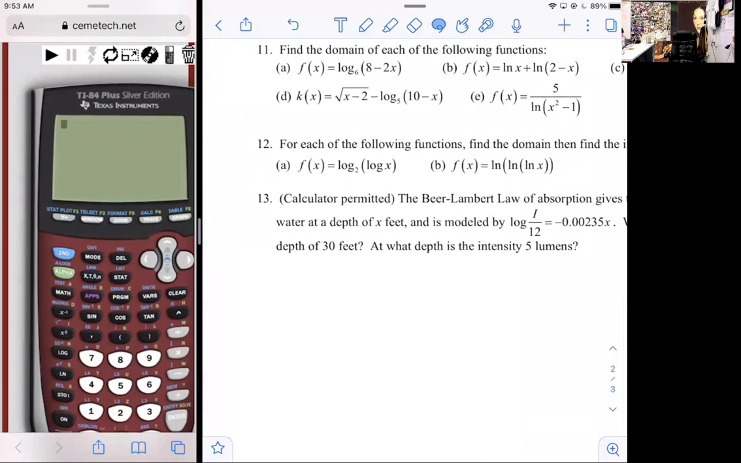The Beer Lambert Law has nothing to do with alcohol, all right? The Beer Lambert Law has to do with how light is absorbed in water, right? Has anyone ever been to the bottom of the ocean? Not only is it very pressurized down there because water is heavy, but it's kind of dark, right? But at the surface of the ocean, it could also be pitch black dark, if you're there at night.